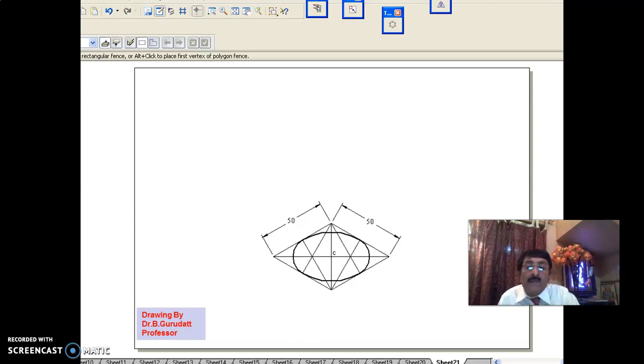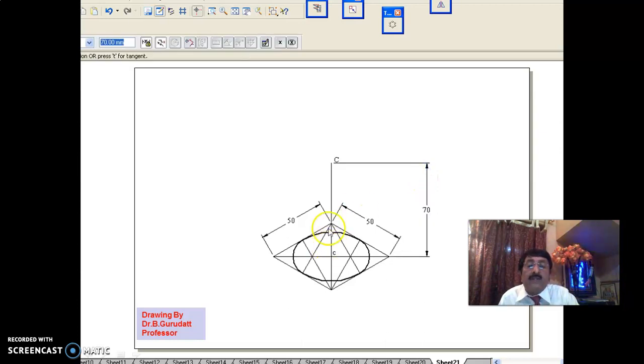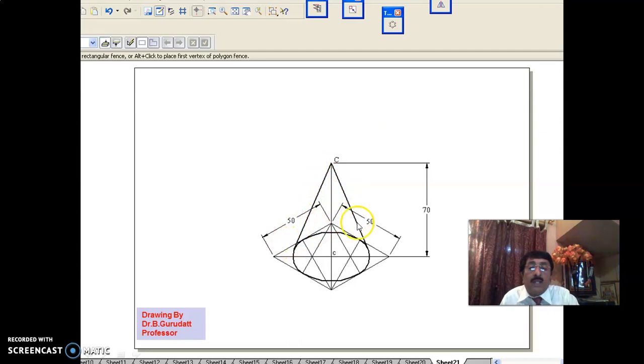Okay, once you do this, the height of the cone is always isometric, then from C to C you take height 70. Okay, now once you do this, for the cone you draw two tangents to this. Okay, two tangents to this.